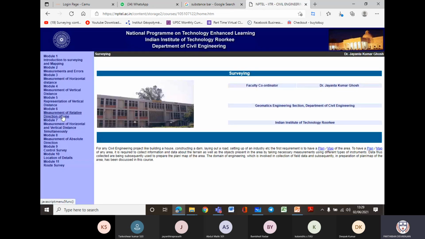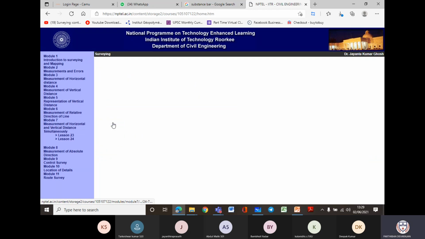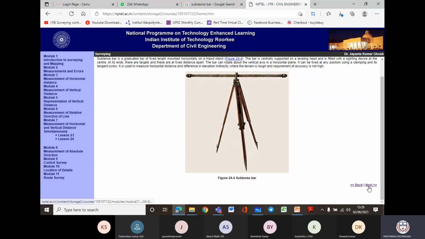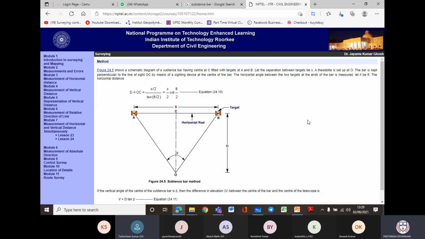This is the center point. For the center point, I named it C, and two targets are there. This target is A, this target is B. So two targets, A and B, with a separation between them.